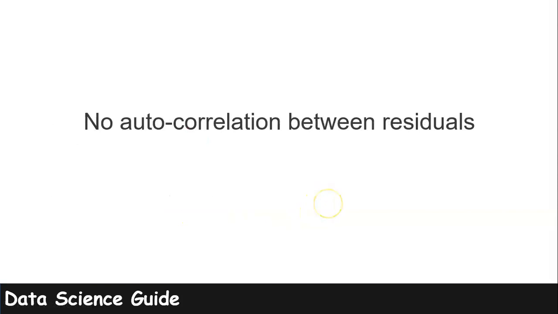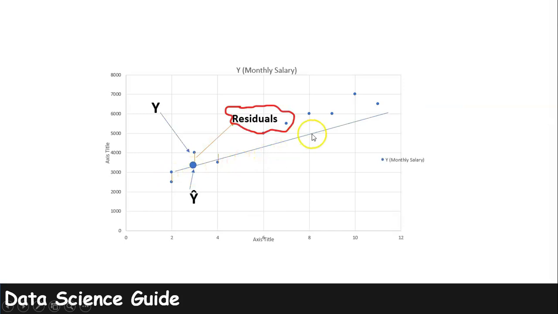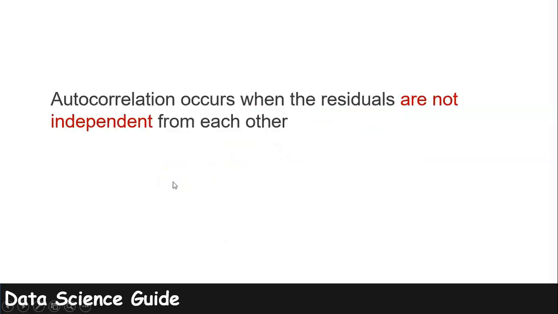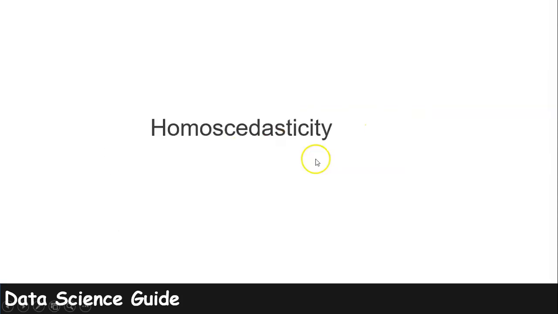The other assumption here is no autocorrelation between residuals. Autocorrelation occurs when the residuals are not independent from each other. When we draw the slope line of the regression, some points do not fit on the line. So we assume here, based on that, that autocorrelation occurs when the residuals are not independent from each other. So we assume in multiple linear regression that there is no autocorrelation between these residuals.